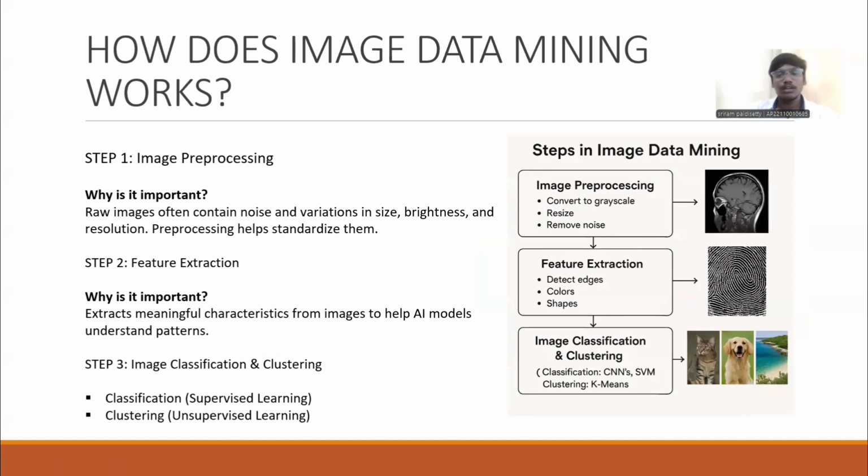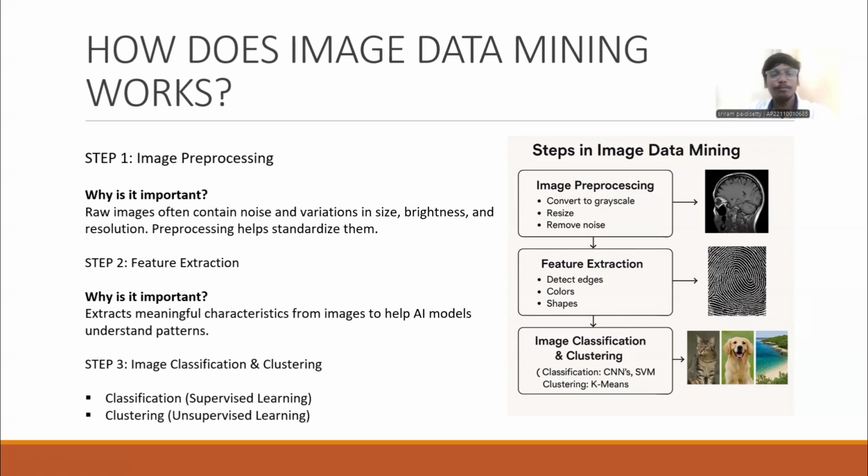how does data mining work? Step one is image processing. Raw images often contain noise and variation in size, brightness, and resolution. Processing helps standardize them. Before applying machine learning models, images must be cleaned and standardized. Some of the techniques are grayscale conversion, resizing, and noise detection.